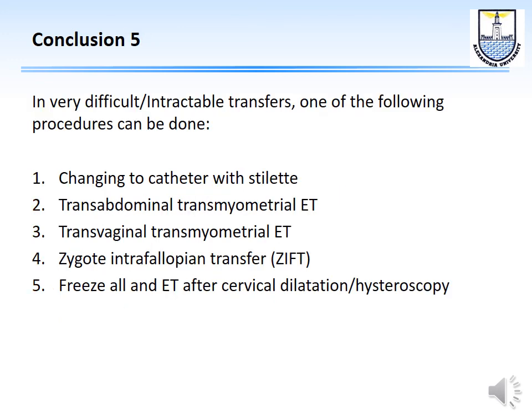And finally, in difficult or intractable transfers, there are options. Changing the catheter is the first option. Then transabdominal, transvaginal, and zygote intrafallopian transfers are not really very good answers, because the best answer in this case is to freeze all and put the embryos back in a subsequent cycle after dilating the cervix by simple dilatation or hysteroscopy.